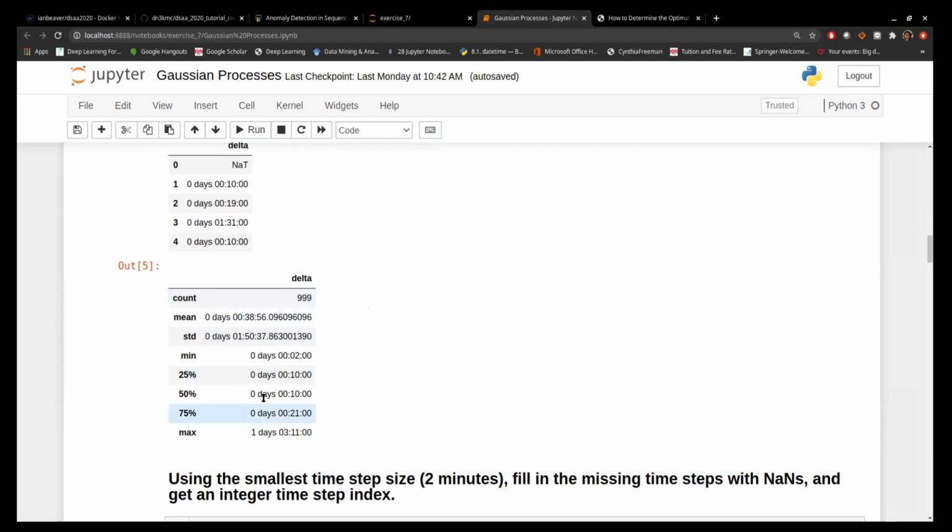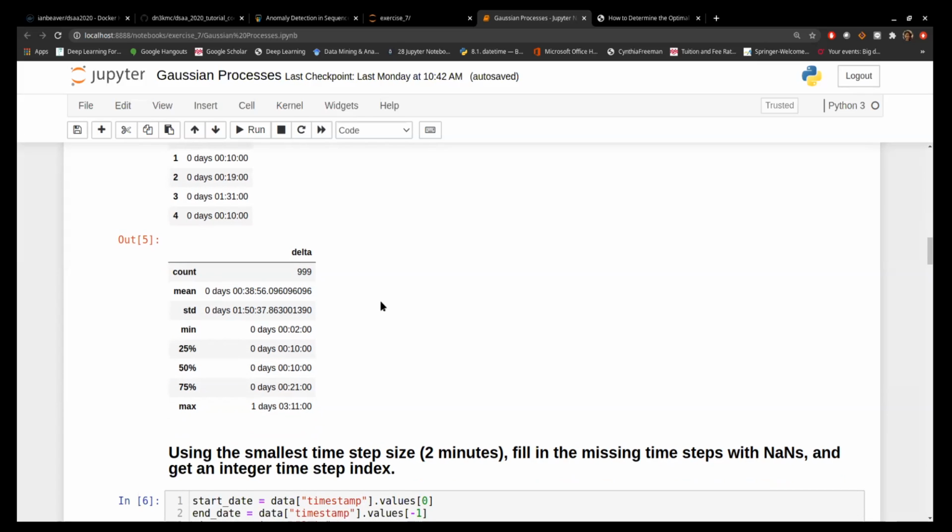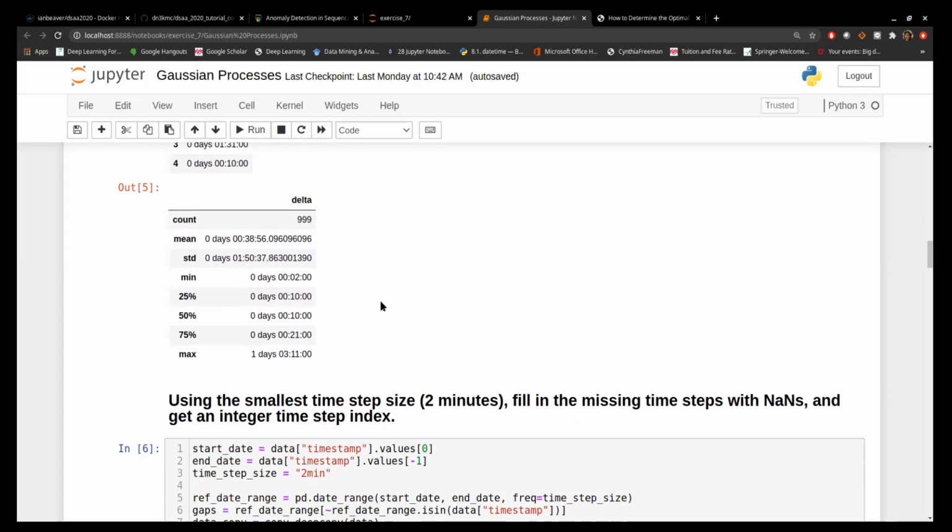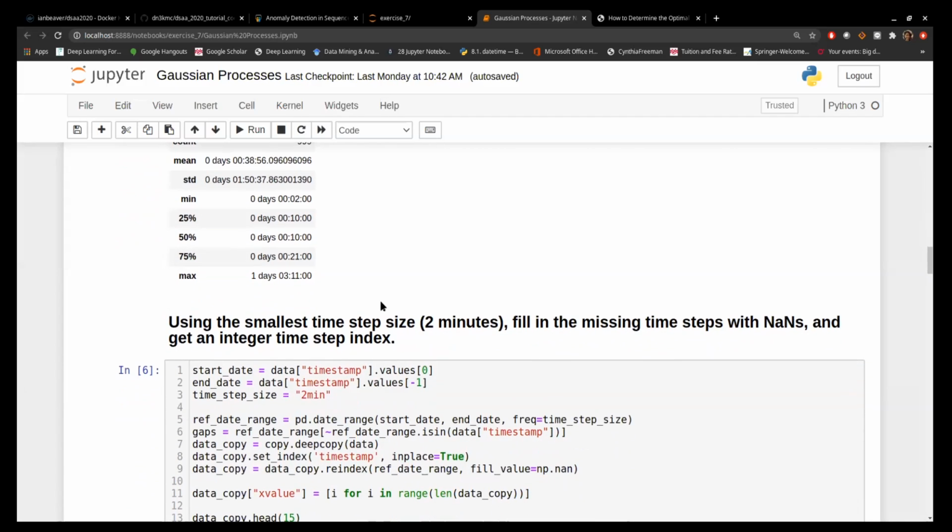So there's not really that much regularity, as in, oh, okay, once every 7 days we're missing a time step or something like that. So to fit a Gaussian process, it needs x and y values. And to get these x values, I'm going to use an integer time step index. But if I do that right now, let's say I have 10 minutes between the first observation and second observation, but 3 hours between the second and third. It doesn't make sense to just have x equals 1, x equals 2, x equals 3. There should be a lot more x's between the second and third, right?